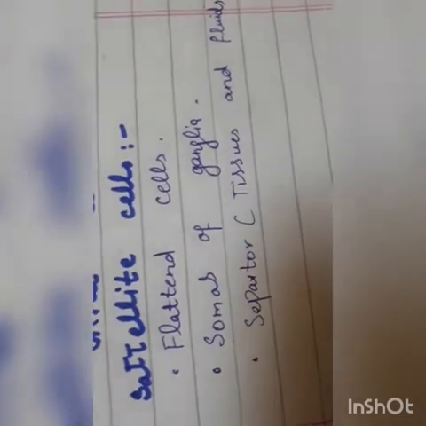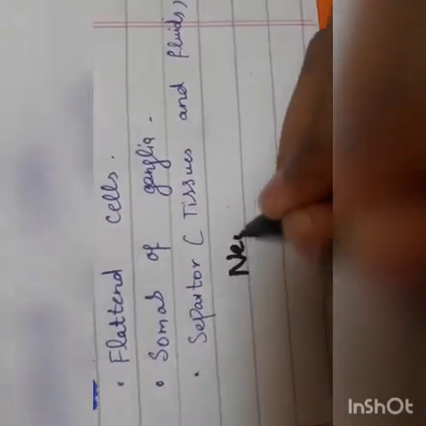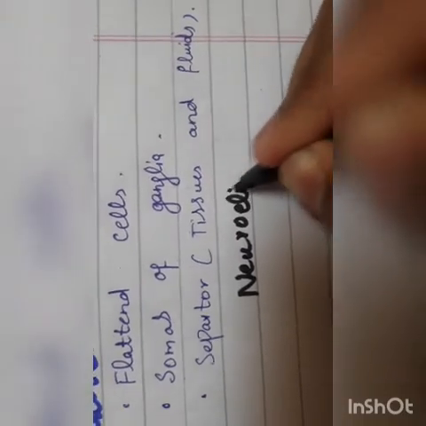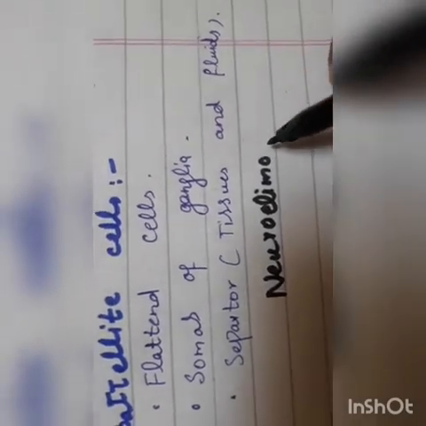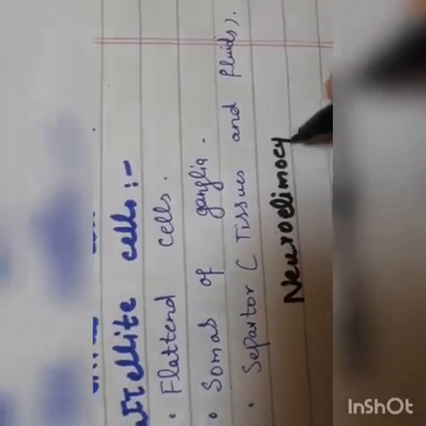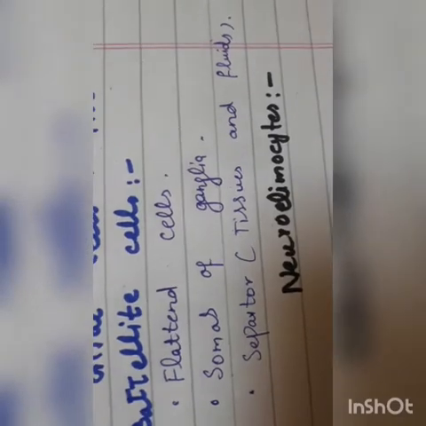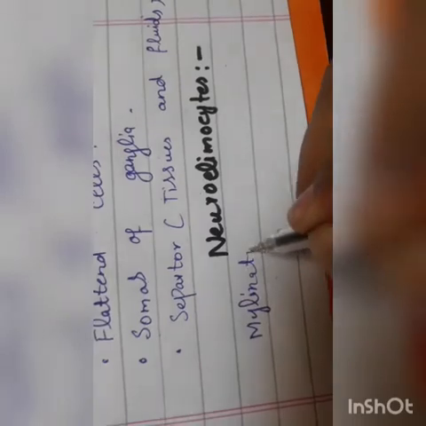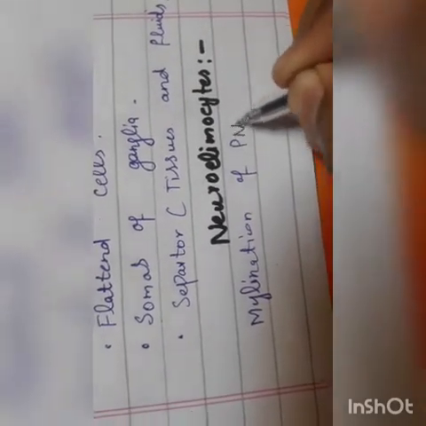And now we have neurolemmocytes, which are the type of Schwann cells. Neurolemmocytes are the second type of glial cells in the peripheral nervous system. Their main role is myelination of the peripheral nervous system. Now we are discussing myelination, its process, its complete procedure and its role.